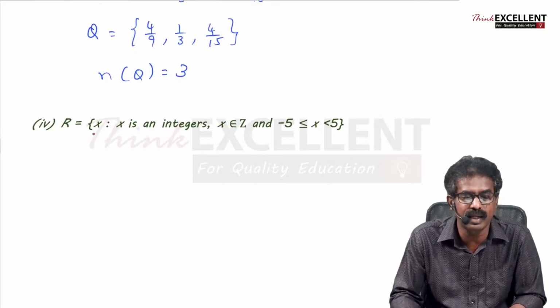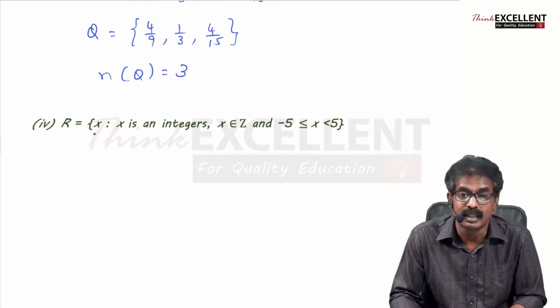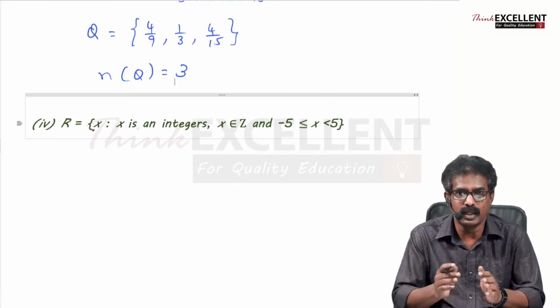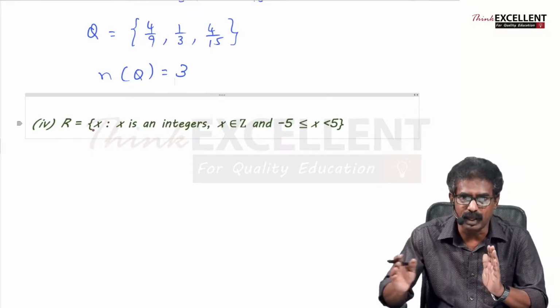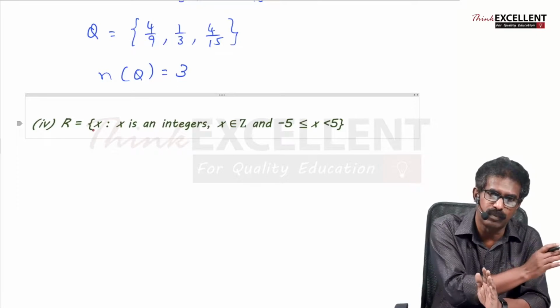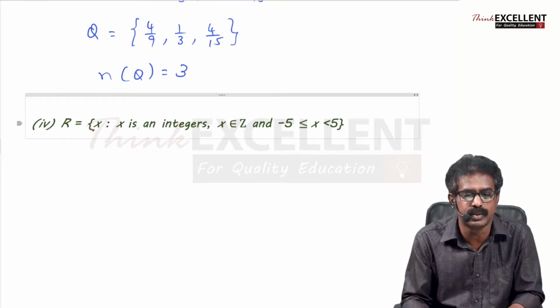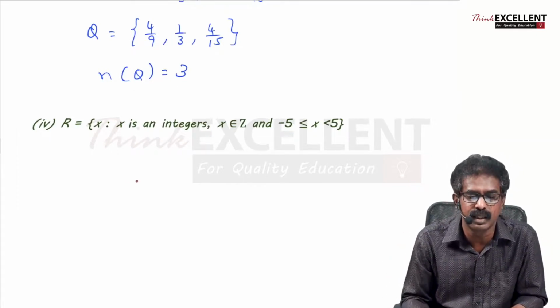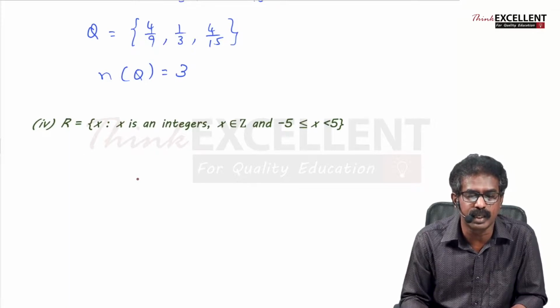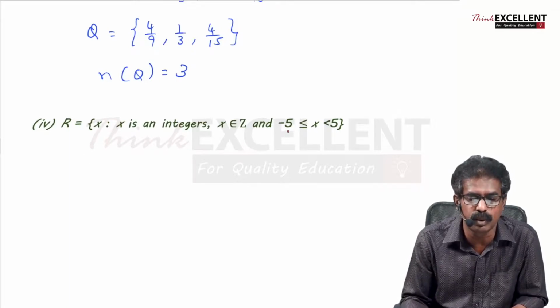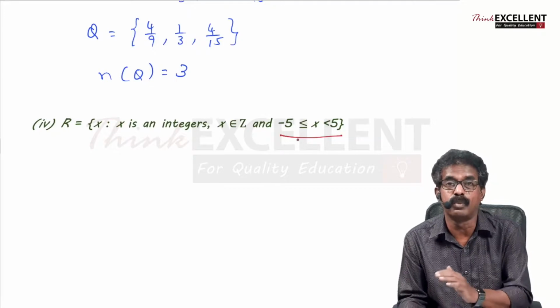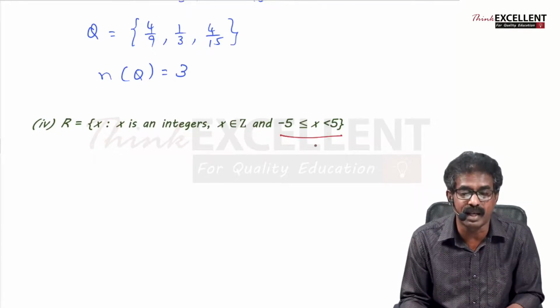R equals the set of all x such that x is an integer. Already you know what an integer is: 0, positive values 1, 2, 3, 4, minus 1, minus 2. Everything together we call integers. x is an integer, x belongs to Z, and one more condition: x must lie between minus 5 and plus 5.